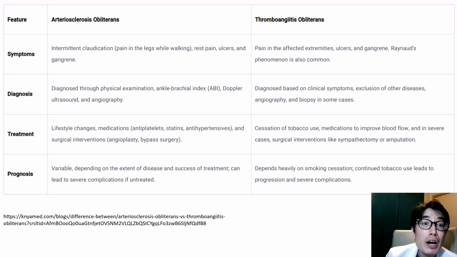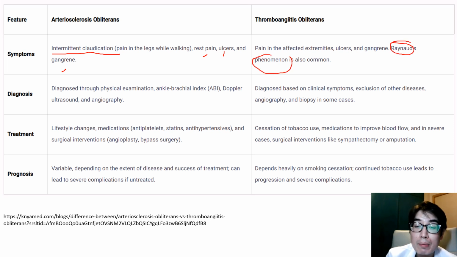The symptoms of arteriosclerosis are typically intermittent claudication, which is pain in the legs while walking, but there can also be rest pain as well as the presence of ulcers and gangrene. Thromboangitis has the same symptoms, but in addition, Raynaud's phenomenon is more common in thromboangitis. Raynaud's phenomenon is the darkening of fingers and toes when the patient is exposed to cold temperature.